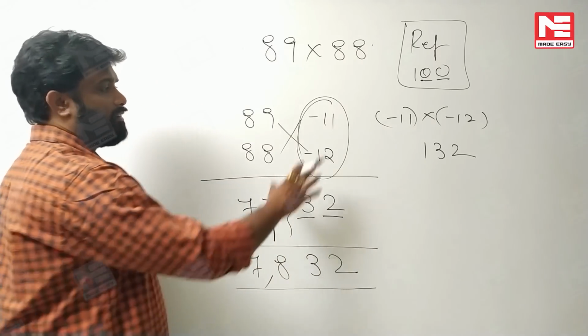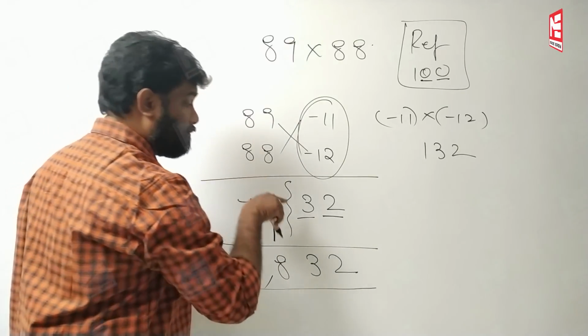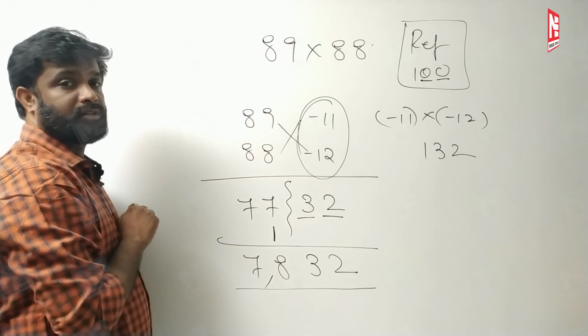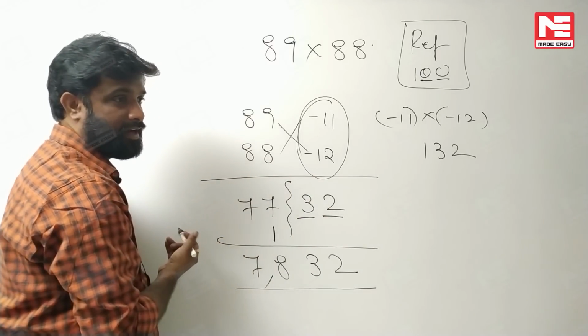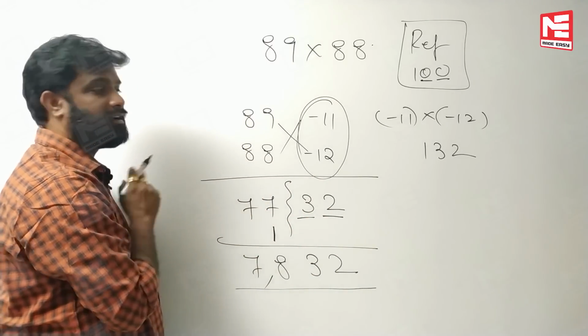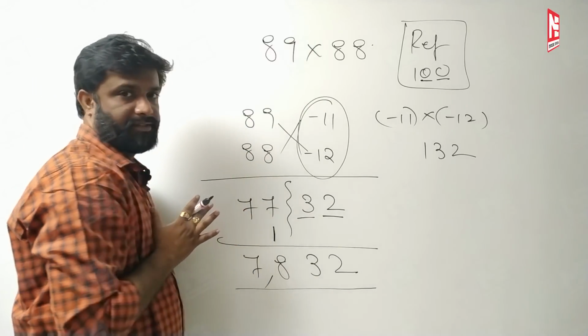7,832 is the answer. Whenever the number of digits that you get in the multiplication is more than the number of slots you are writing here, you start from the units place. Whatever the excess numbers you get, you throw into the leftmost part. That is how we do the calculations of these kinds of numbers.